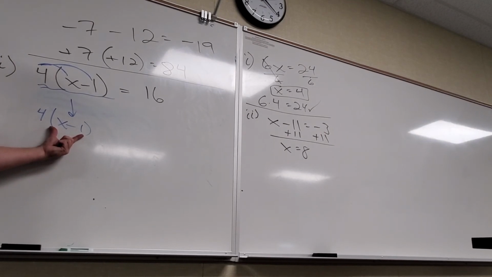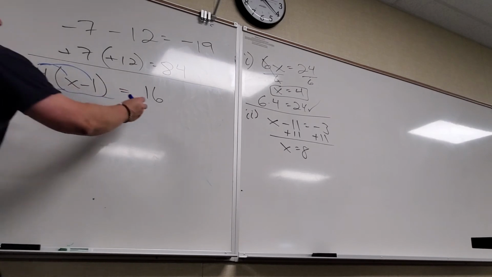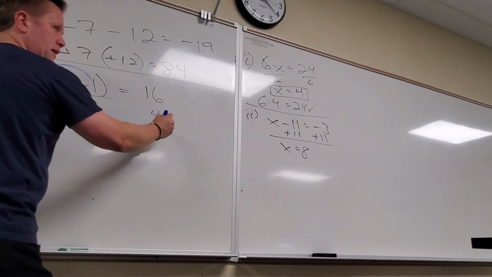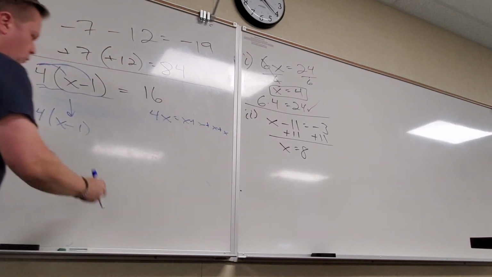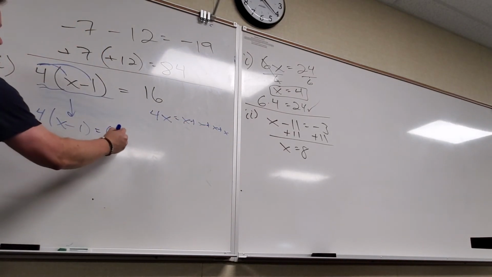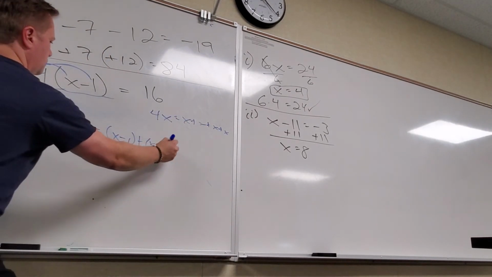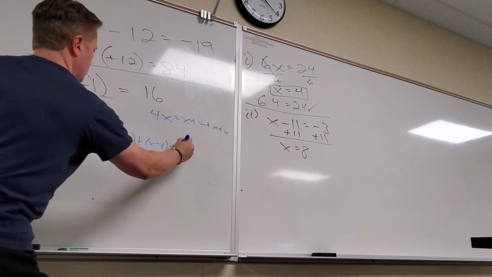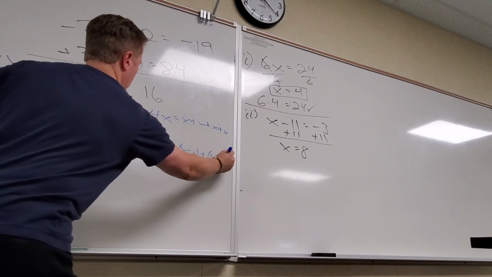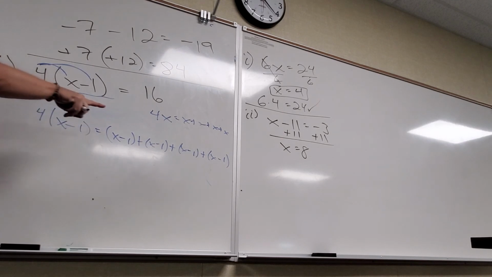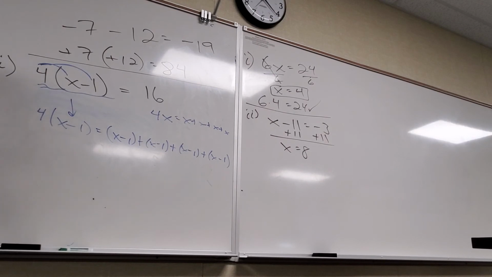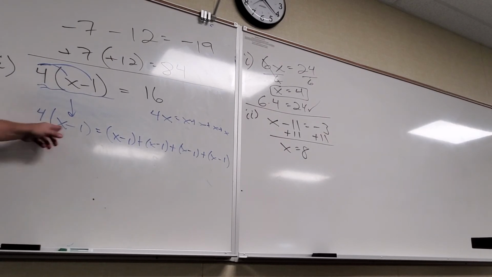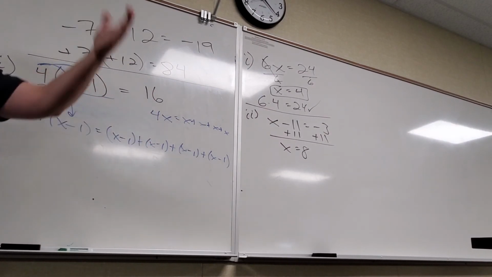Now watch. Remember what 4 somethings means? It means those things added 4 times, right? So what is 4 of these? x minus 1 plus x minus 1 plus x minus 1 plus x minus 1. Isn't that what 4 of these means? And then I can just add my like terms. So I'm not breaking order of operations. I'm rewriting the problem so I can do it better.